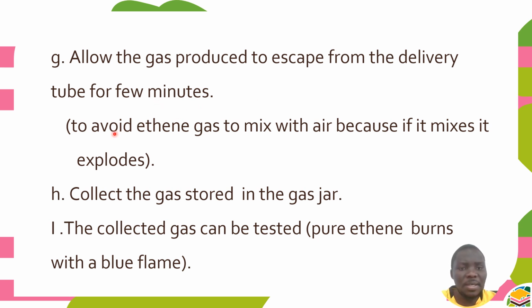And why is the gas allowed to escape? To avoid ethene from mixing with air, because it can explode if it mixes with air. It might happen that when you were inserting the test tube in the trough, maybe air was there. So to avoid the reaction between ethene and the air, you release some of the gas first, so that the gas which was there is moved out, and you start collecting the new gas. So the gas which is going to be collected will be pure ethene. Collected gas is stored in a gas jar for other uses. The collected gas can be tested as well to see if it's really ethene, because usually ethene burns with a blue flame when it is exposed to sufficient oxygen.